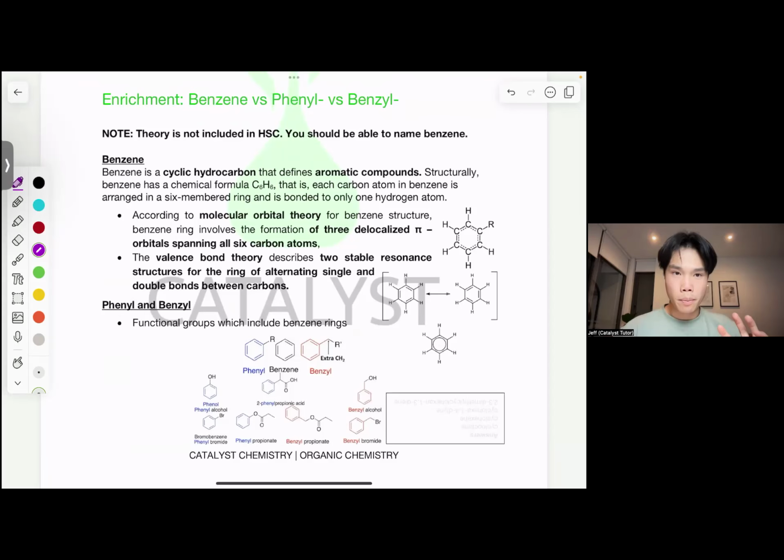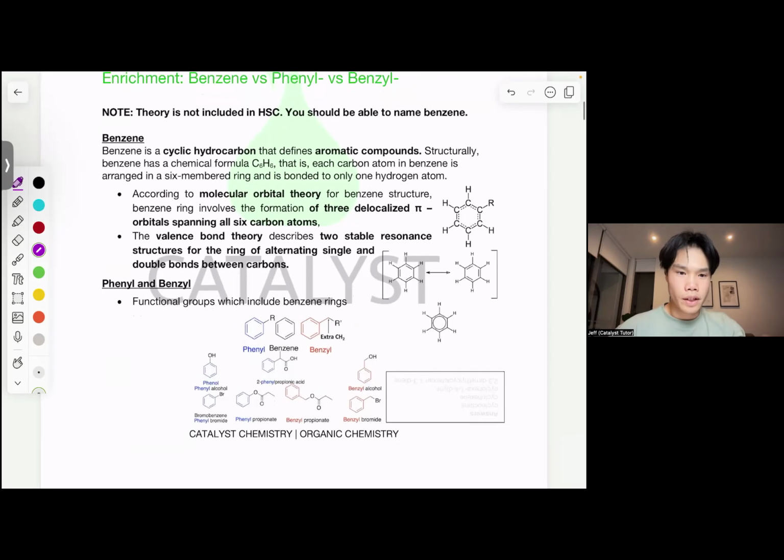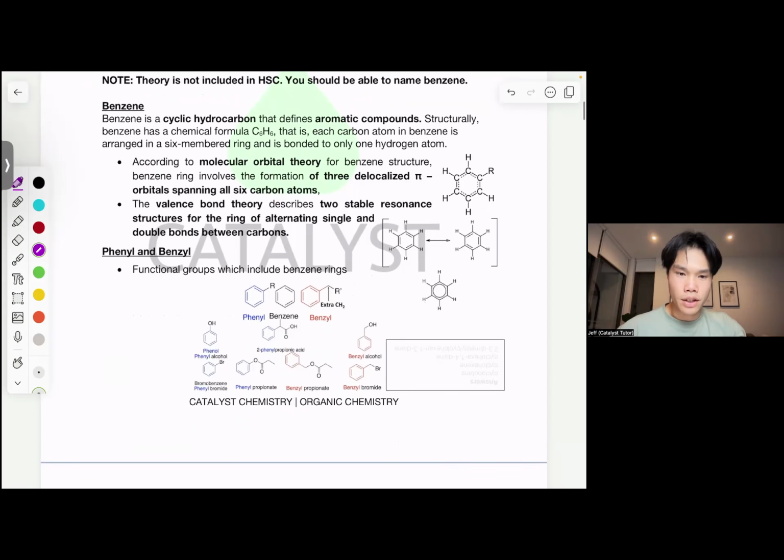Don't really need to worry too much about benzene, phenyl, and benzyl, but as long as you can recognize a benzene ring, you will see it in your condensation polymers. That's probably enough for now. Just recognize that it's a benzene.